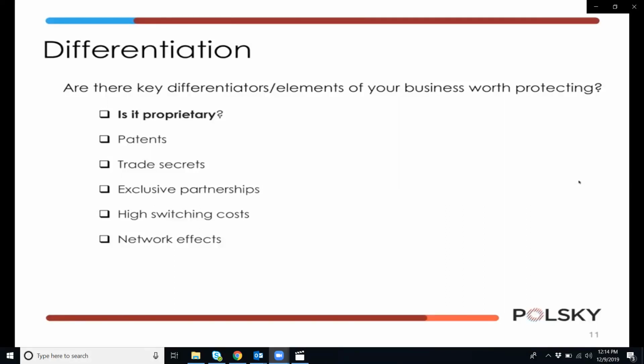But in the business model area of differentiation, are there exclusive partnerships that you have? Are there high switching costs once a customer is working with you because of the data? Are there network effects? Does your product become more and more sticky and more compelling as more and more people join your platform or as you collect more and more data? So really think beyond just the product when you think about differentiation.